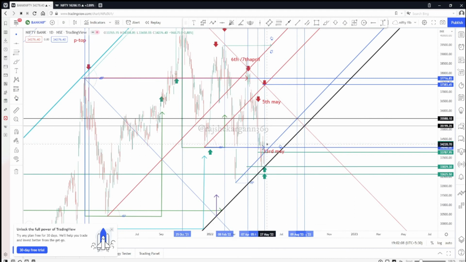Now this is your support 45 degrees, and this low is also support. Now if we stay above this 45 degrees, the bias is bullish for a short term view. And if we hit this and if we fail in these price levels, if this blocks again, there will be a sell off.